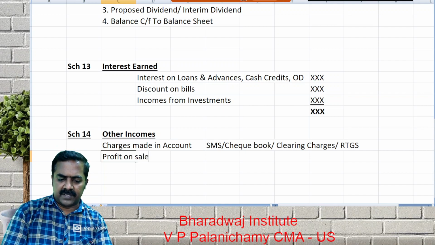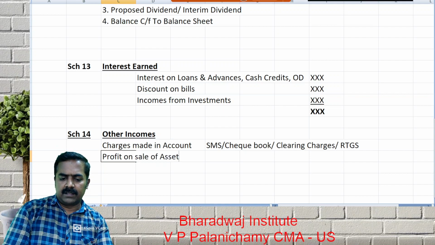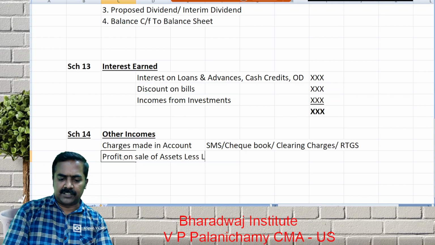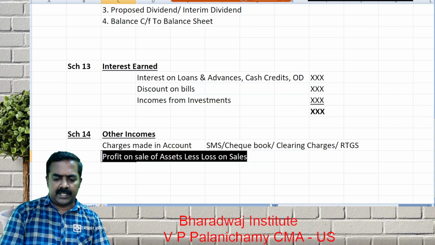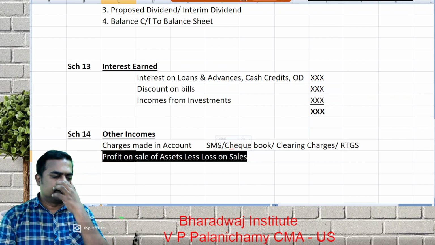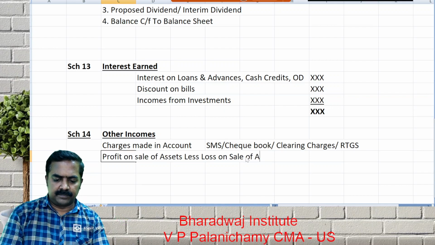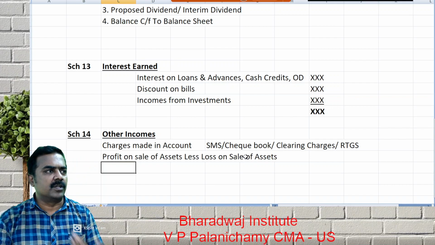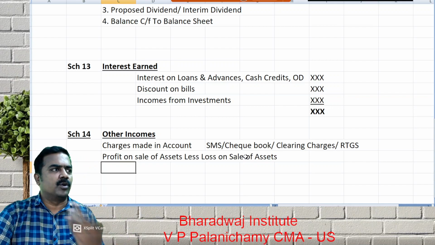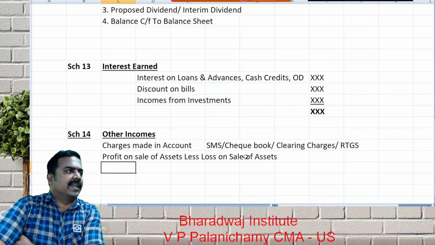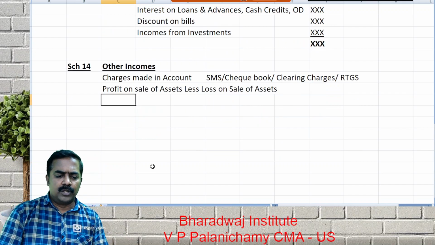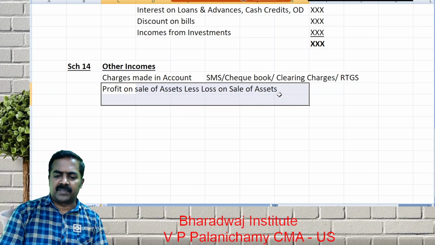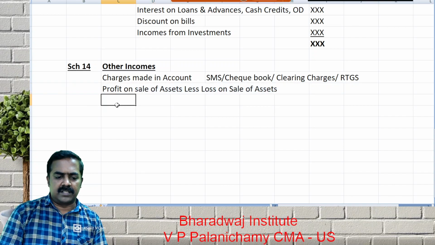Profit on sale of assets, less loss on sale. Net profit we will take. Loss on sale of assets. For example, they would have sold some old computers, old furniture, investments, gold bullion, silver bullion. Sometimes there is a loss, so you take the profit on sale of assets after adjusting the loss on sale of assets.